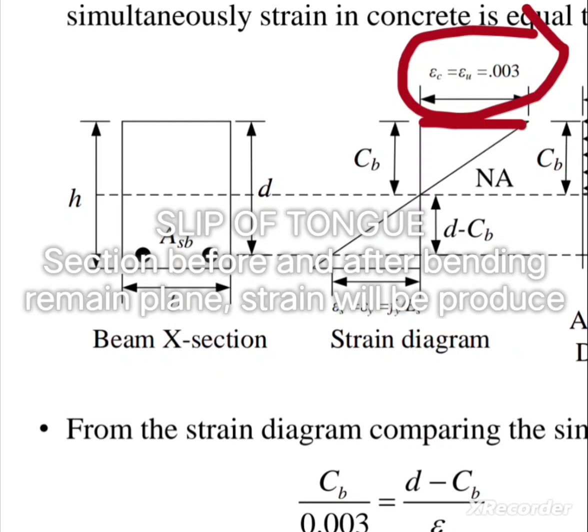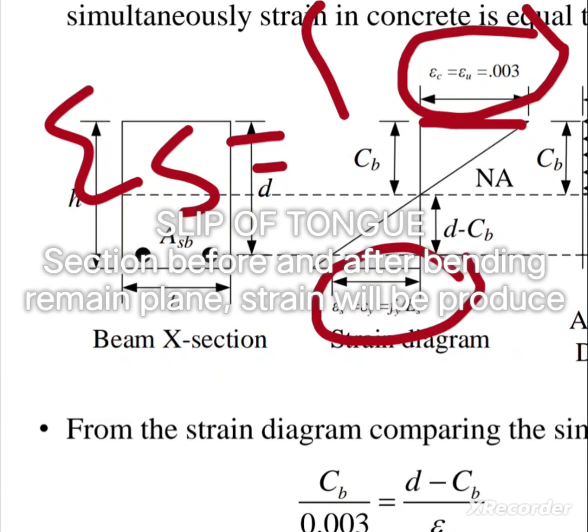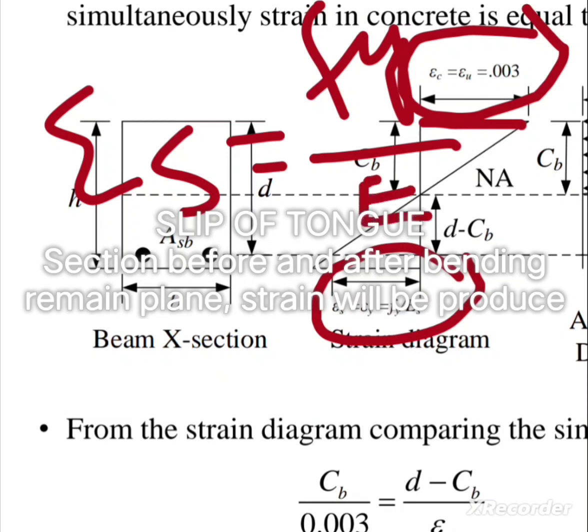Why do we study the fundamental assumptions of ACI? Because they are used in this lecture. This is 0.003, the compressive strain of concrete, and in the lower fiber there will be tension, due to which the tensile strain will be produced. What will be the magnitude of this tensile strain? The magnitude of tensile strain, epsilon S, is equal to the yield strength of steel divided by the modulus of elasticity of steel, which is 29,000 ksi, which is also an assumption of ACI.